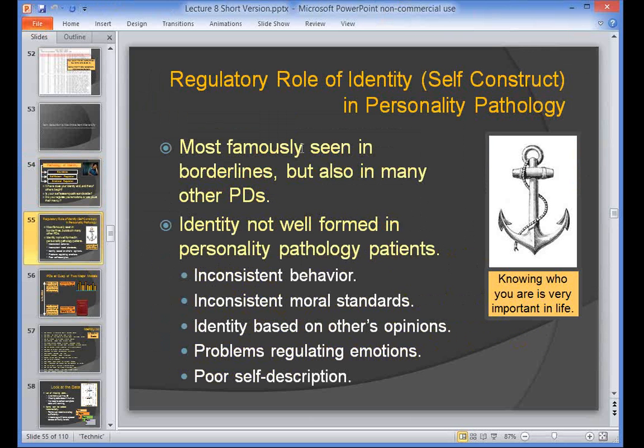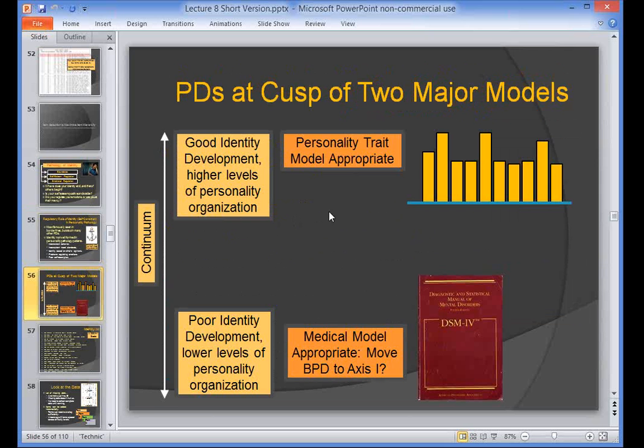And you see this most strongly represented in the borderline. So whenever anyone thinks of problems with emotion regulation, they automatically think of borderline. And the borderline is the most famous personality disorder for having problems with identity. But the fact of the matter is that if you systematically assess these people, you find that most of the personality disorders, if not all of them, have problems with identity formation. And Otto Kernberg calls this levels of personality organization. Okay, identity is very poorly formed in most of the personality disorders.